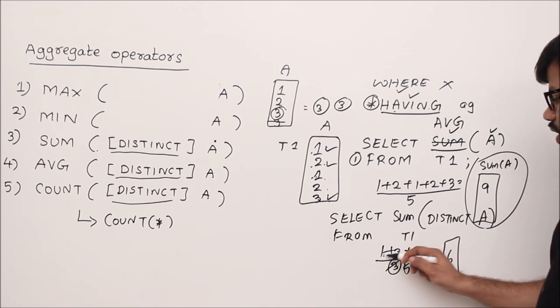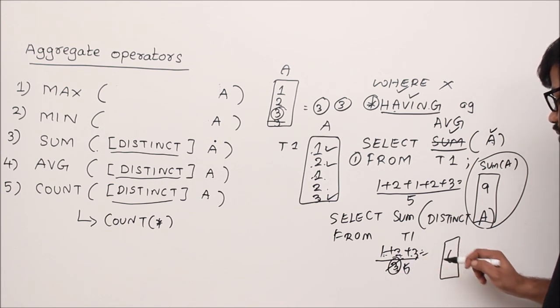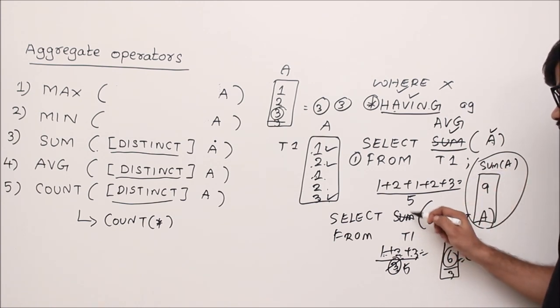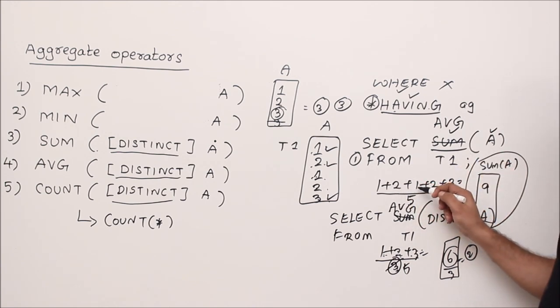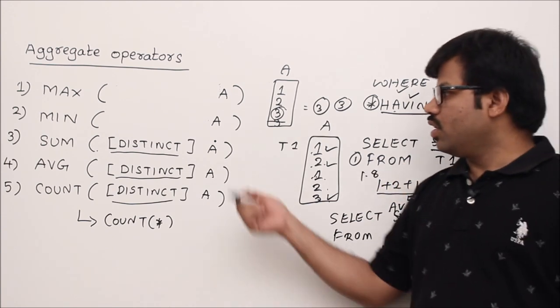That's why the answer here is 1 plus 2 plus 3 by the number of distinct tuples, which is 3. So it will be 6 by 3, which is nothing but 2. 2 is the distinct average. Okay. So simple average is nothing but 1 plus 2 plus 1 plus 2, which is 3, 4, 6, 9, right? 9 by 5, 1.8. In that way we can understand the average function.